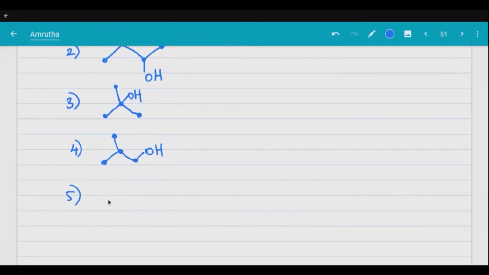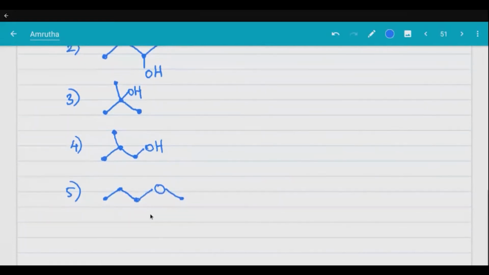Write ethers, no? Write ethers. 1 2 3, 1 2 3, O. This is ether. And now next. 1 2, 3 carbons one side, 1 carbon other side. Okay, this is 1 ether. But now you can write other ways also, like this, no doubt. 2 carbons, 2 carbons. And when you write 1 carbon, there is one more ether you can write. This one is also different, right?